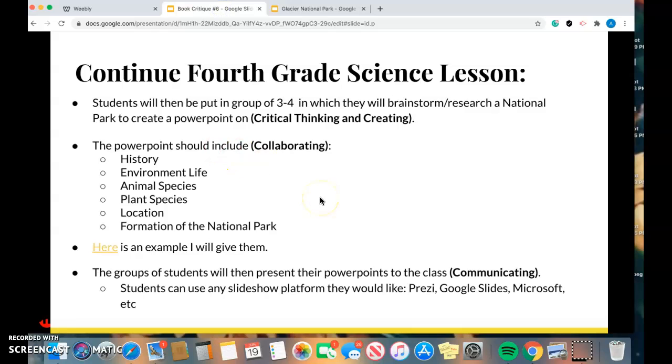And then the groups will present their PowerPoints to the class, which practices communicating, and they can use any slideshow platform that they would like. And I forgot to mention that the theme I chose for this week revolves around science, whether it be animal science, physical science, earth science, or plant science.